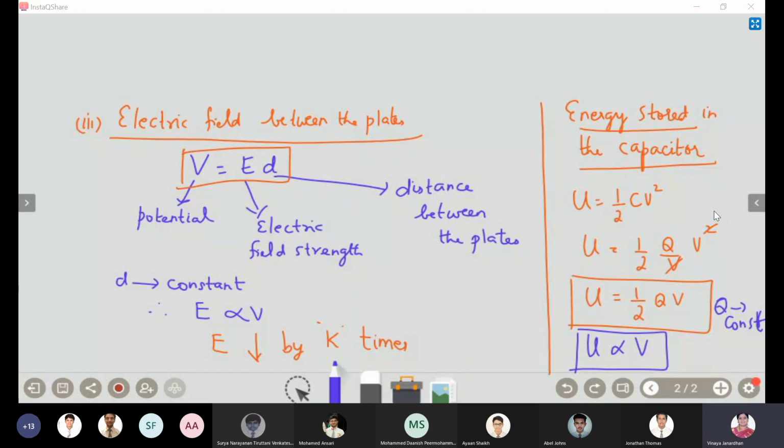What does it mean? If V decreases by K times, what happens to U? If V decreases by K times, U will also decrease by K times. Complete this first.